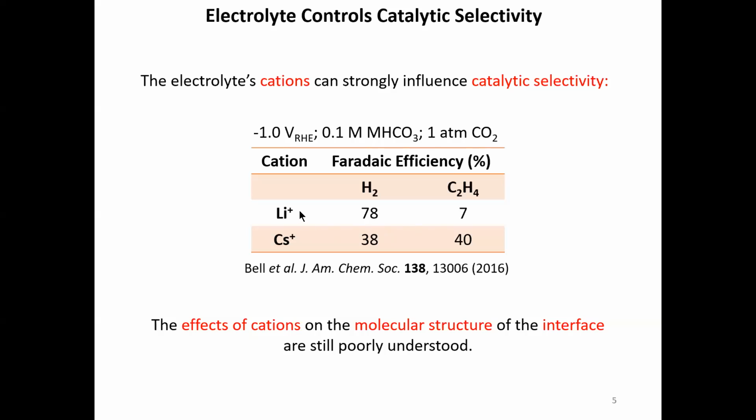On the other hand, upon switching to cesium-containing electrolyte, the Faradaic efficiency for hydrogen drops by about a factor of 2, whereas the selectivity for ethylene increases by almost a factor of 6. So clearly, cations can affect the structure of the electrochemical double layer and therefore influence the product selectivity. However, how the cations influence the product selectivity on a mechanistic level is still poorly understood.